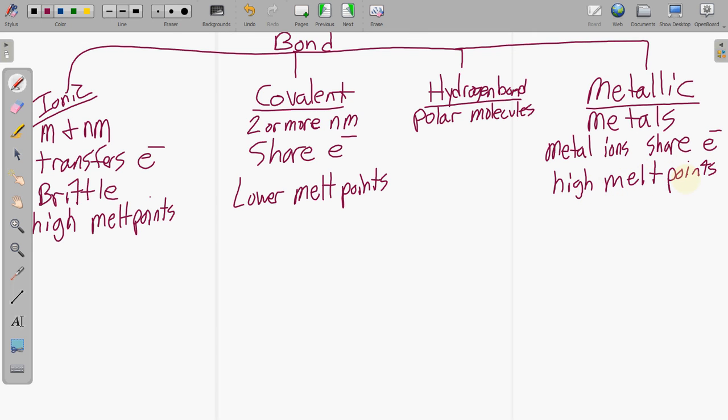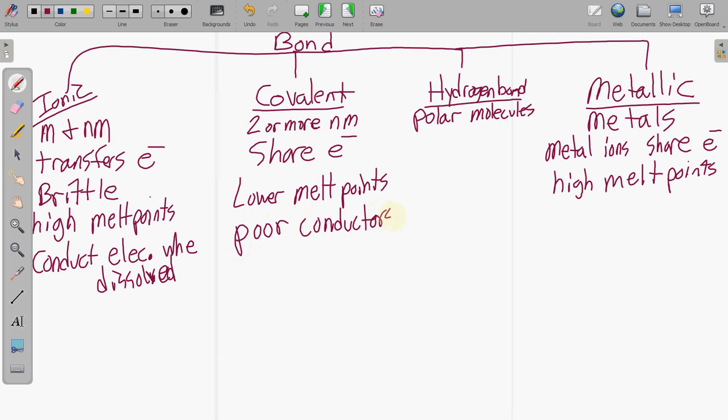Ionic bonds conduct electricity when dissolved. That's a V. That's an E. Covalent compounds are poor conductors. Metallic bonds are good conductors. Where ionic compounds tend to be brittle, you hit them with a hammer and they break. Metallic bonds are malleable and ductile.